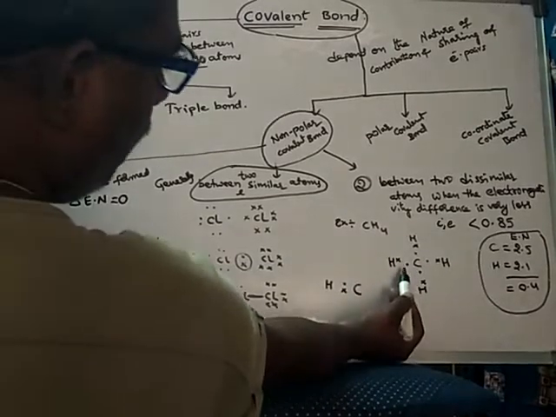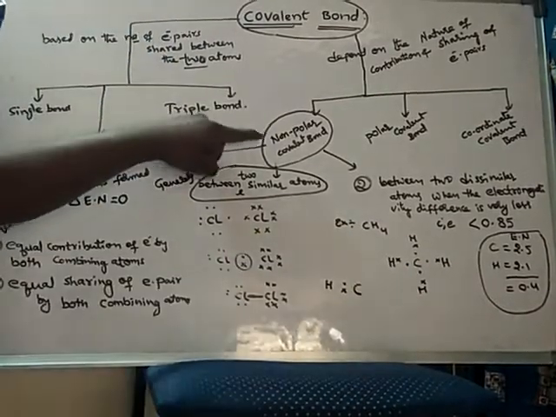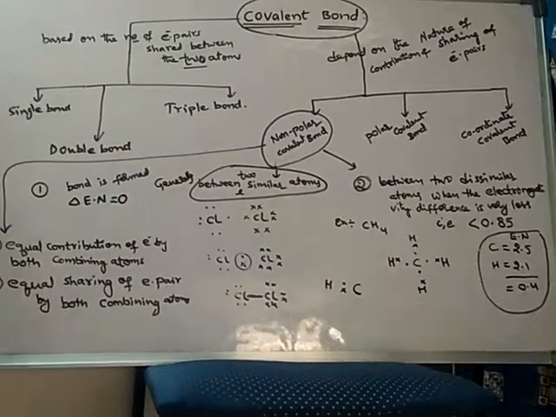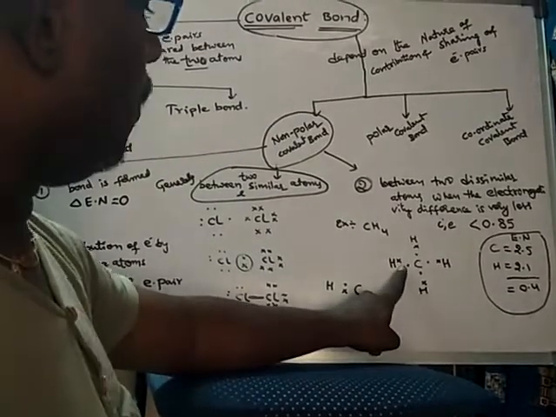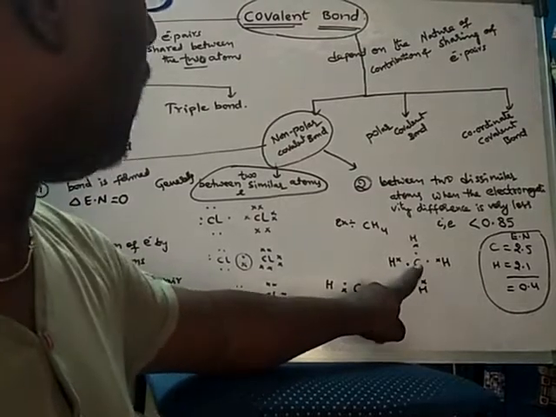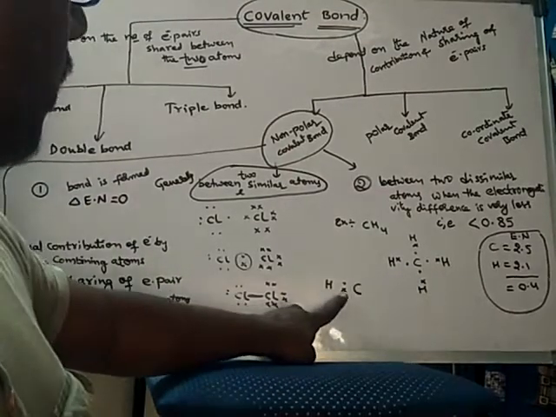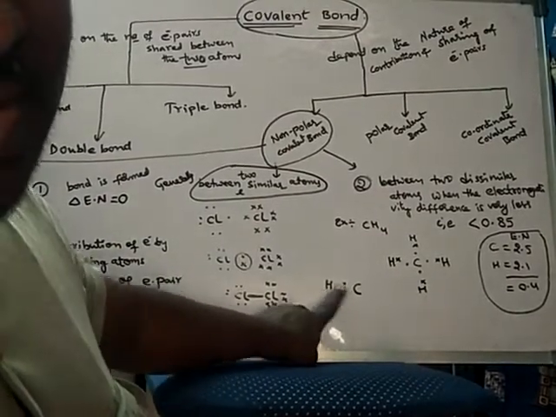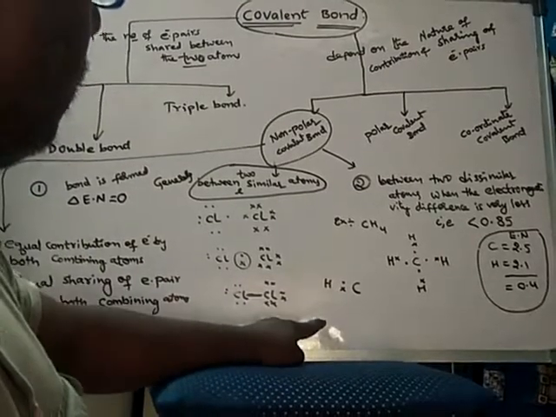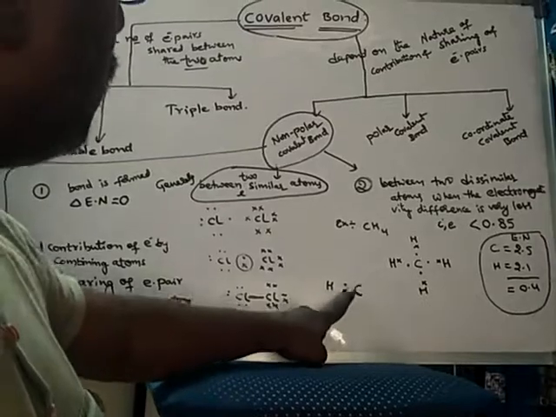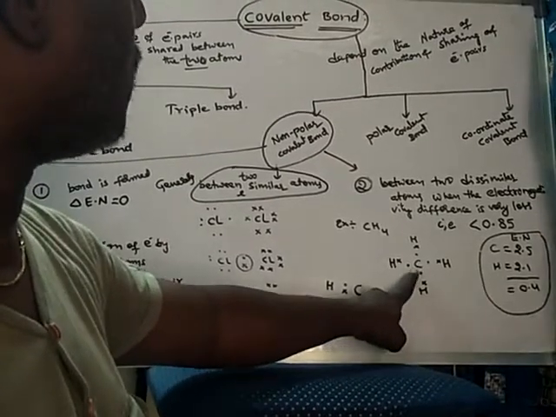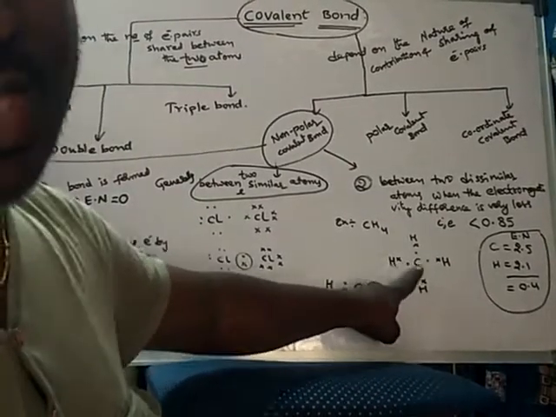See how it is forming. What is the specialty of non-polar covalent bond? Equal contribution of electron by both atoms. That means hydrogen will give 1 electron and carbon also will give 1 electron, so that a pair of electron is formed between carbon and hydrogen. Now I am talking about the combination of these 2 atoms. How do these 2 combine?